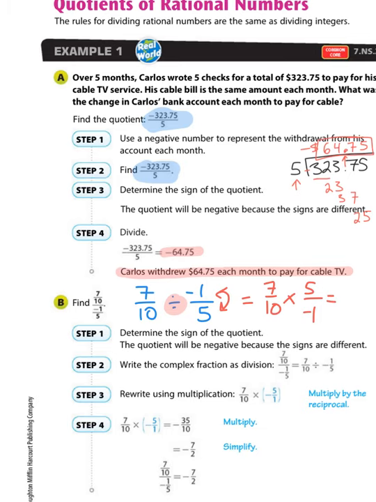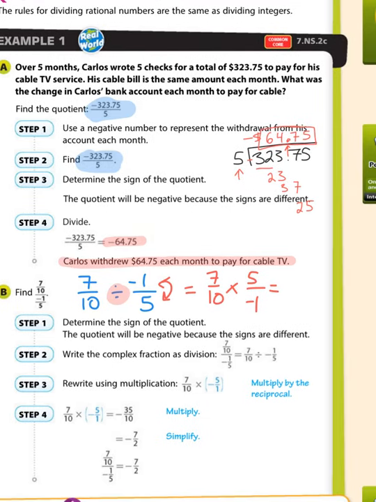And then when I multiply fractions, I just multiply straight across. So 7 times 5 is 35. 10 times negative 1 is negative 10. And now let's simplify this to be negative 3 1/2. If you want to write 3.5, that works.